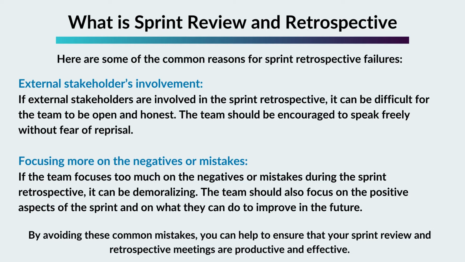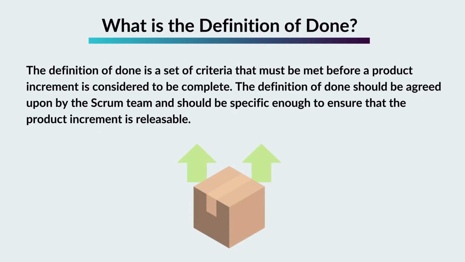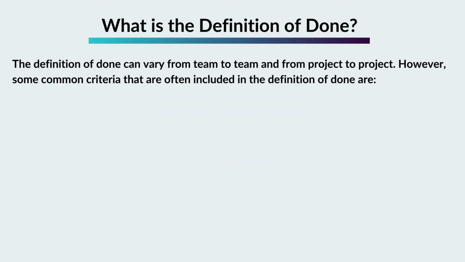What is the definition of done? The definition of done is a set of criteria that must be met before a product increment is considered to be complete. The definition of done should be agreed upon by the Scrum team and should be specific enough to ensure that the product increment is releasable. The definition of done can vary from team to team and from project to project.